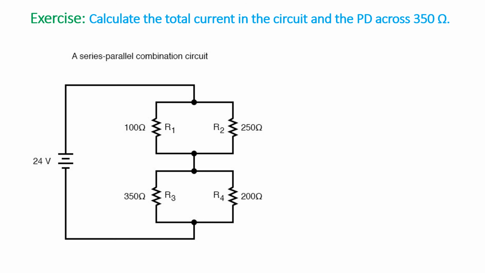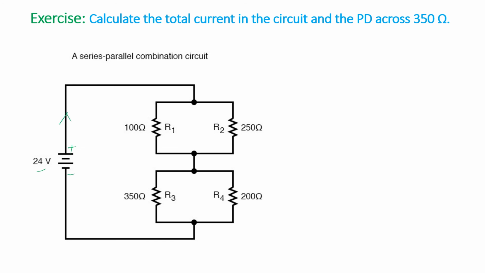Okay, so the exercise that you have is to calculate the total current in the circuit and the PD across the 350 ohm resistor. We have a circuit here, and in this circuit the EMF of the battery is 24. So I can give you a Q. Here we have a positive, and that's a negative.